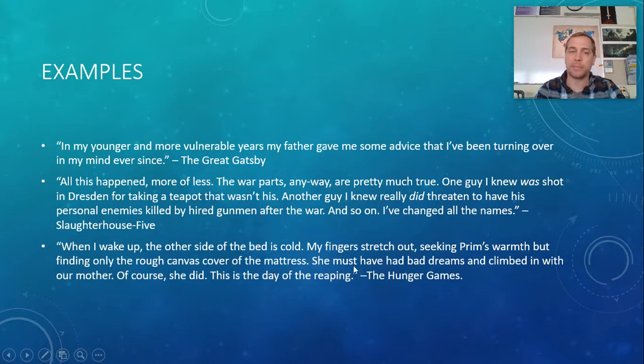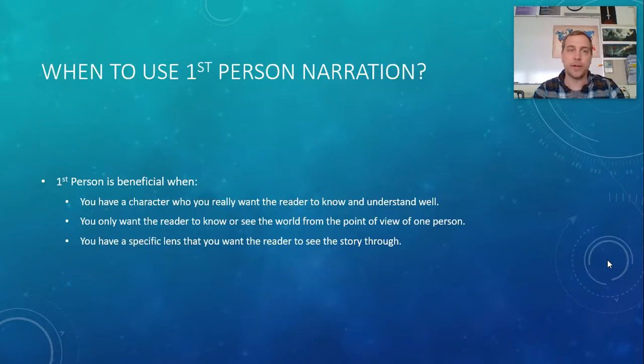Here we have the Hunger Games, and Katniss is the very famous first person narrator from that story. We're seeing everything from her point of view and living out those Hunger Games from her point of view. And so, when should you use first person narration?